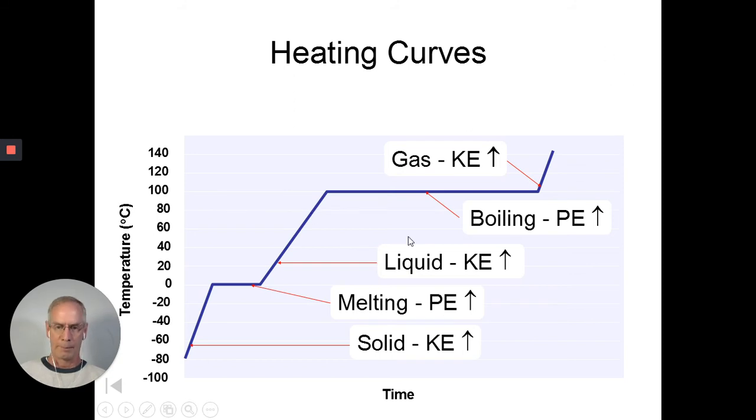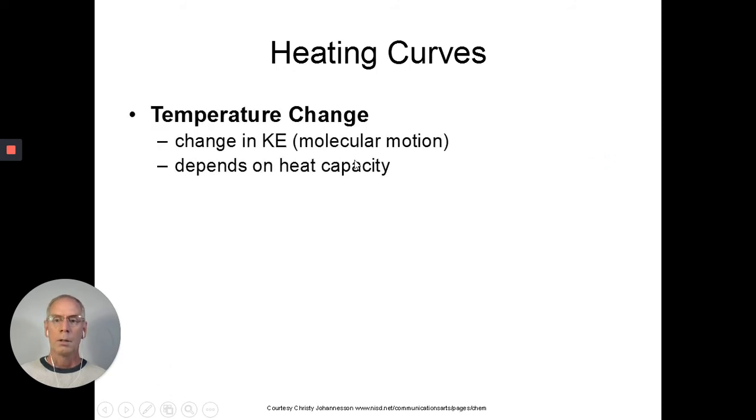Notice also that anytime you're going up the mountain, up the hill, that's a change in kinetic energy, a change in temperature. But when you're doing a horizontal move, that's a change in potential energy, okay? Not a change in temperature, but potential energy. Even though we're adding heat, the temperature doesn't change. So when there is a temperature change, there's a change in the kinetic energy, the molecular motion of the molecules.